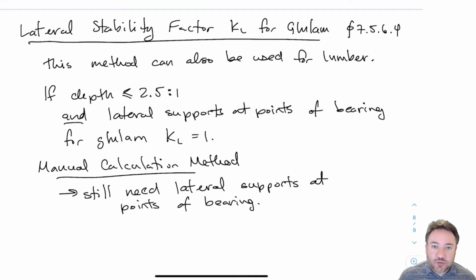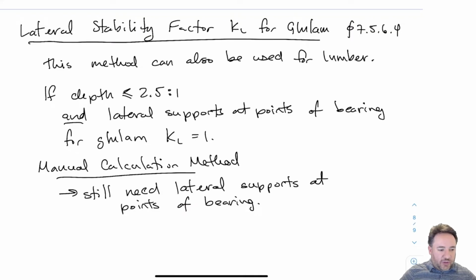I'm Jeff Orochko from Carleton University, and in this video we're going to continue talking about bending strength for wood, and we're going to finish up by talking about lateral stability factors now for glulam. In the previous video we talked about all the cases where we can consider KL equal to 1 for lumber, and then we also said if we don't fit those criteria for lumber, then we can use this method, which is the general method for calculating KL for glulam. So this applies really to both.